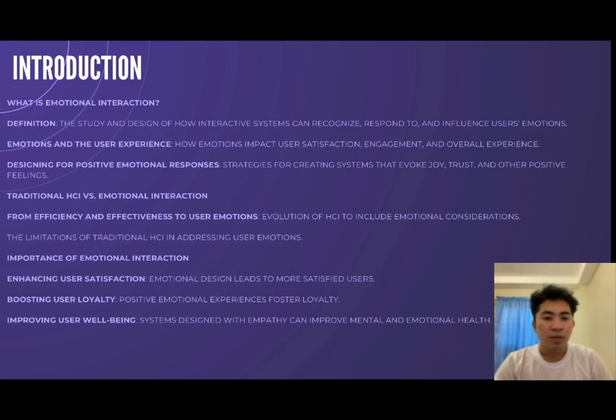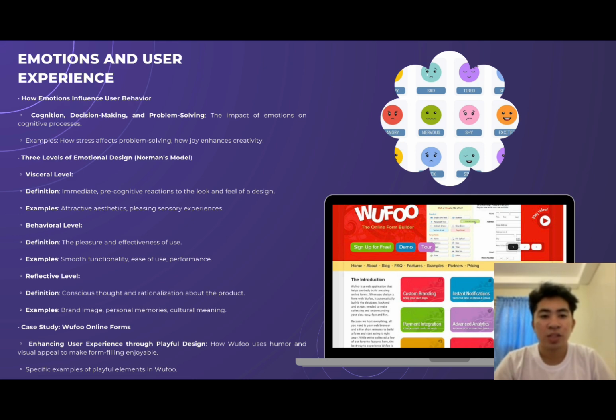Importance of emotional interaction. Enhance user satisfaction. Emotional design leads to more satisfied users, boosting positive emotional experience and fostering loyalty. Improving user well-being. System design with empathy can improve mental and emotional health. And next, we have emotion and user experience. How emotion influences user behavior. Emotion shapes how you behave when you use a system. Stress hurts problem solving. Joy improves focus and creativity.